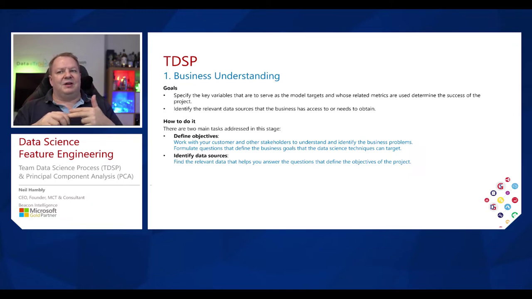So we have to have two tasks addressed in this stage. The first one is define the objectives. Write that question out, formulate that question, maybe go through as a group and succinctly figure out what it is you want to do. You may have more than one question. If that's so, write those multiple questions down. But be careful that you don't go too wide. You want to have one or two, maybe three questions maximum defined in the project. Okay, so that's what you need to do.